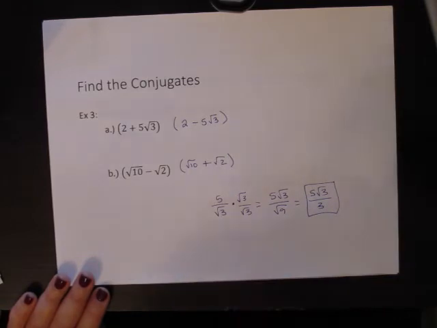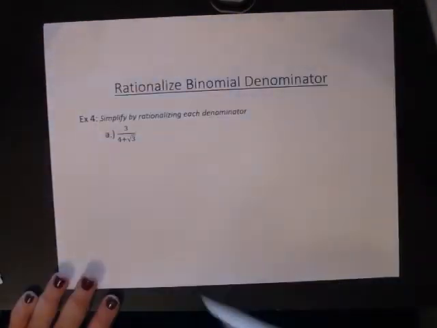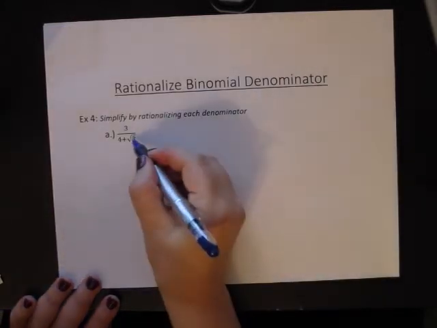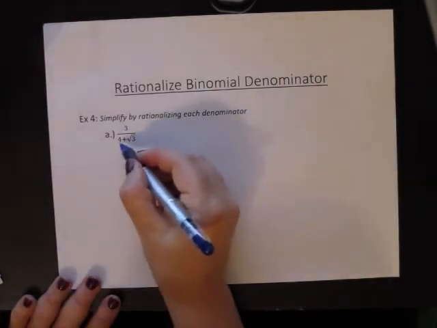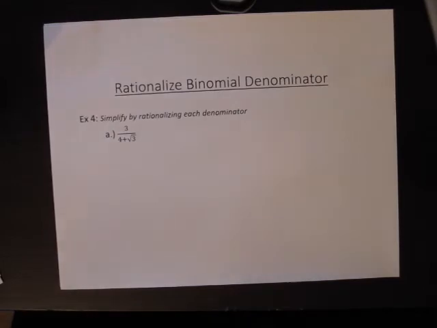Okay, so the difference between this and rationalizing a binomial denominator is that instead of just having a radical, you're having some type of addition or subtraction. So in order to clean that up, you have to multiply by the conjugate.